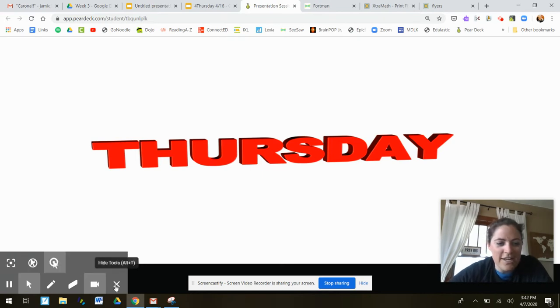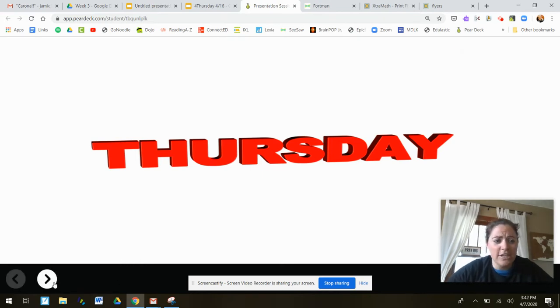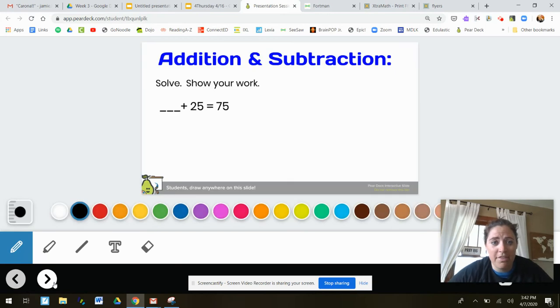All right, so now we're gonna get on and start with addition and subtraction. If you look at this, it says blank plus 25 equals 75. So you've got to figure out which number is that missing number. Think about what strategy you could use. You could put it on a number line. You could think, I see that this is 25 and this is 75. So you can think about what you might know about quarters, which also equal 25. There's a lot of strategies that you can use.